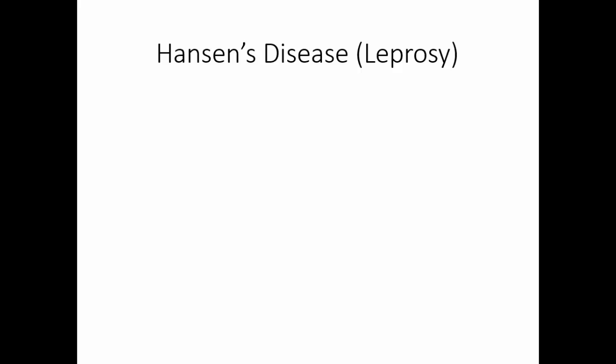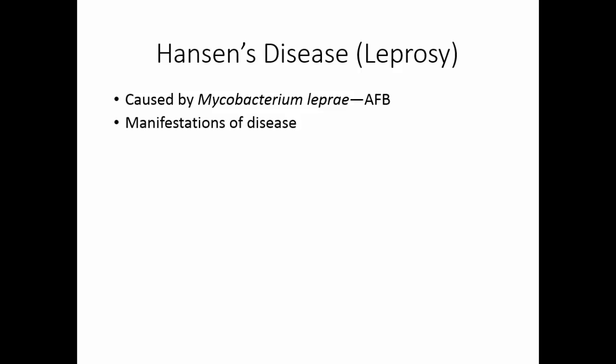Hansen's disease, or leprosy, is caused by Mycobacterium leprae. This is an acid-fast bacillus. While it is a gram-positive bacillus, it does not gram stain well because of the mycolic acid in its cell wall. This disease has two basic manifestations.